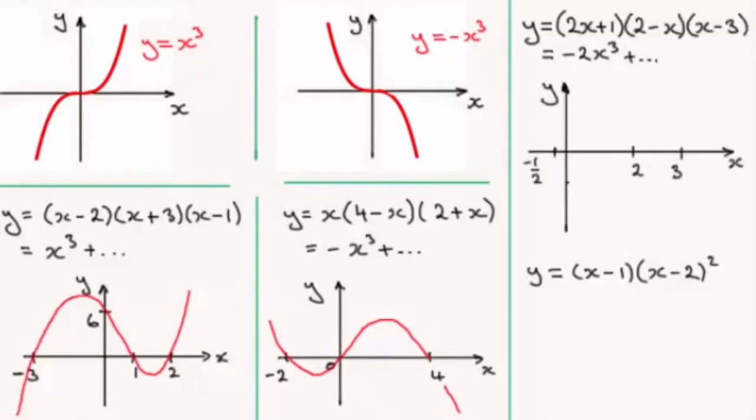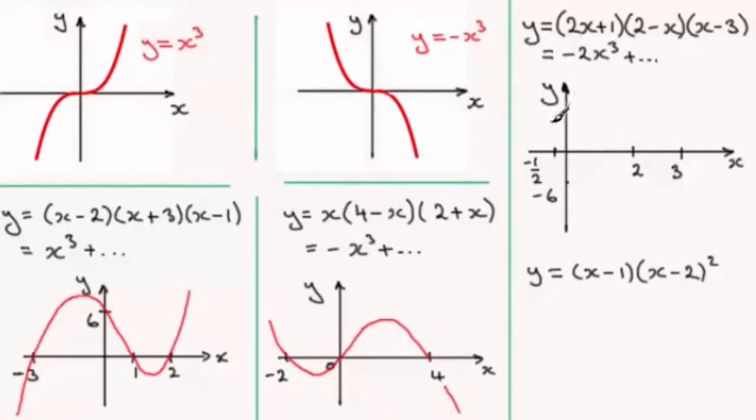So if I draw those axes, you're going to have minus half, 2 and 3 then marked on. Where does it cross the y-axis? Well, that's when x equals 0. And when x equals 0, you're going to get 1 here multiplied by 2 multiplied by minus 3. So 1 times 2 is 2, times minus 3 is going to be minus 6. So mark that point on there as, say, minus 6.